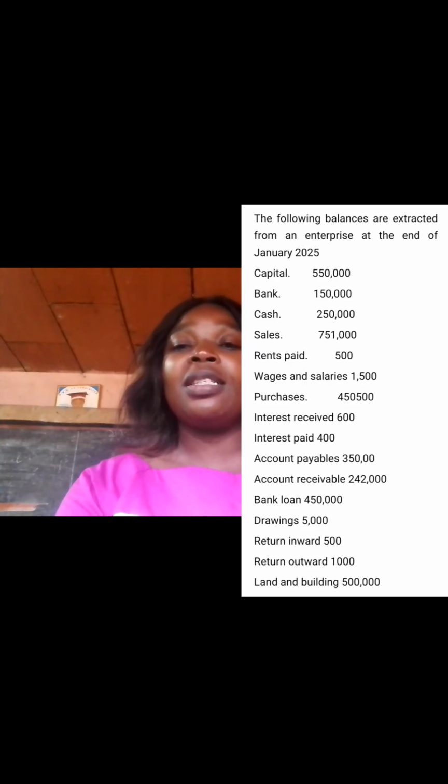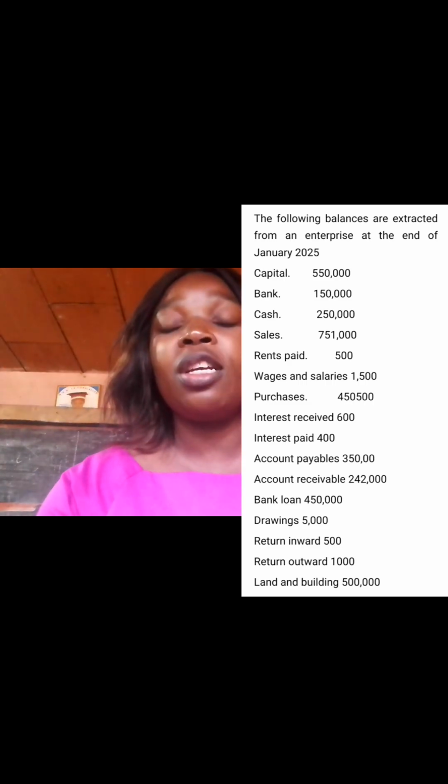So we'll see these balances here. You will see we have capital, we have account receivable, we have so many other items. So we are going to pick up these accounts and then we prepare a trial balance with it. So stay tuned.